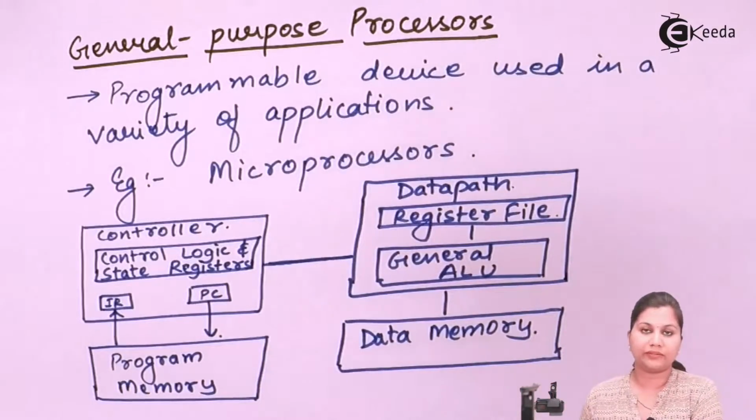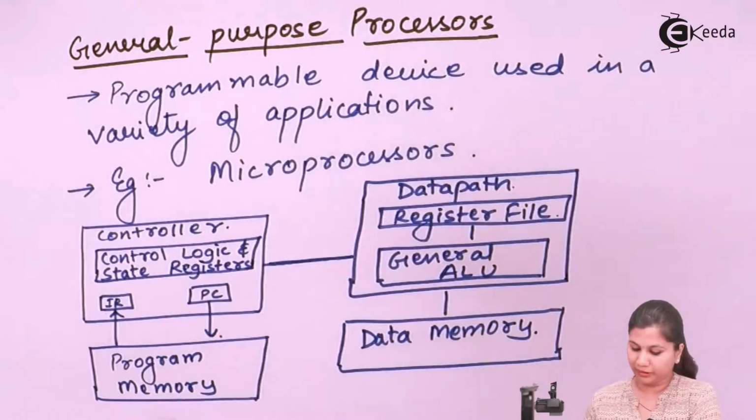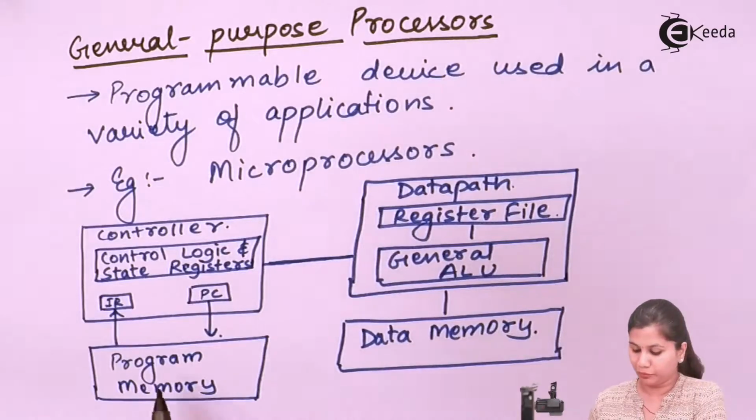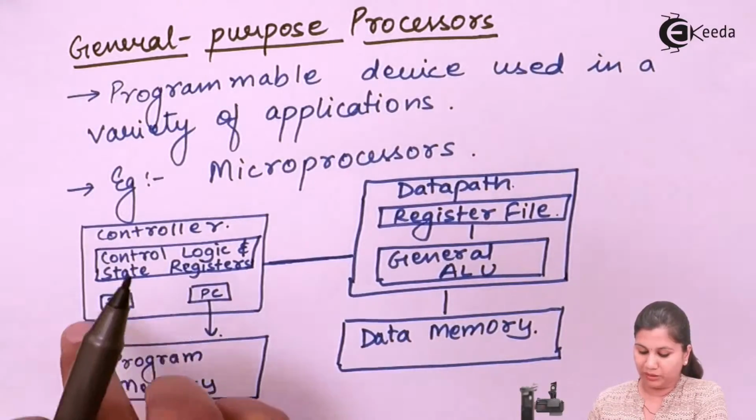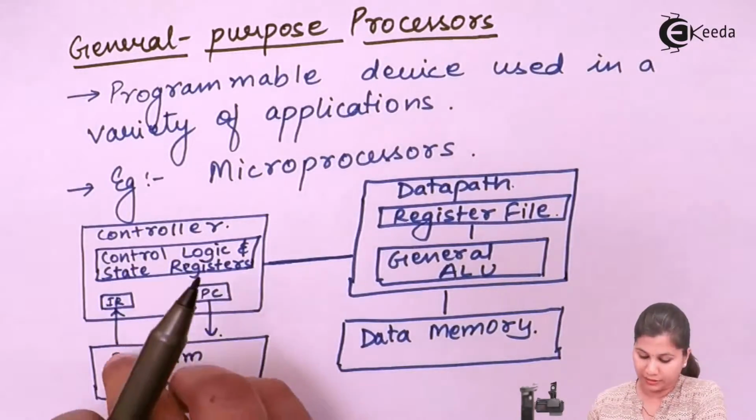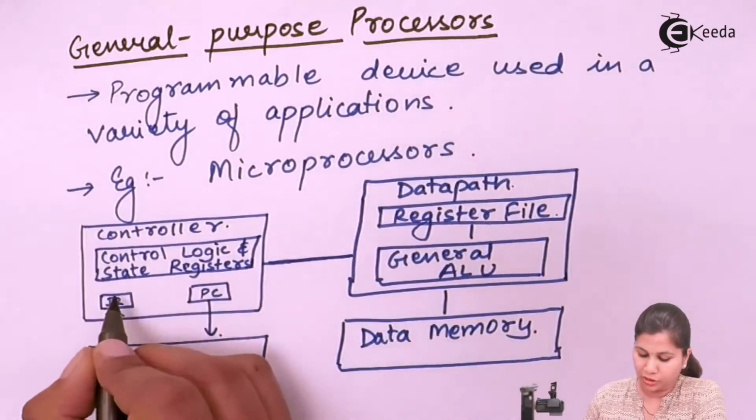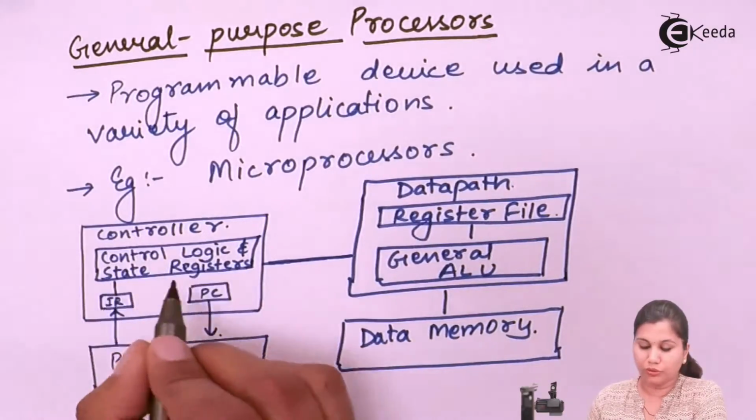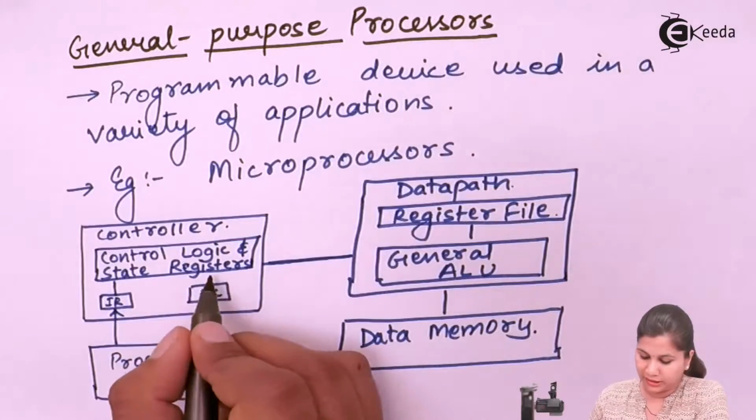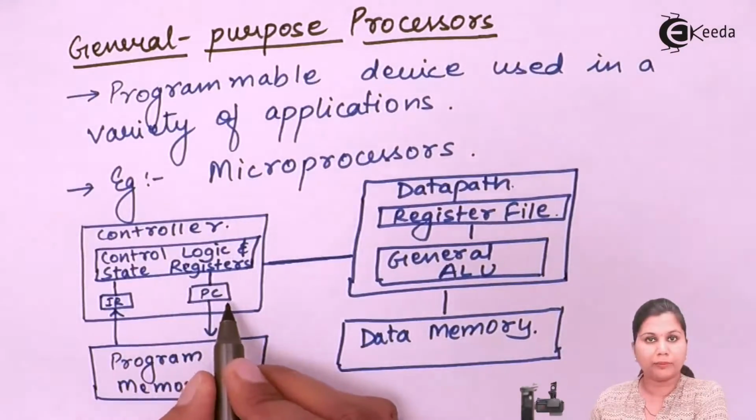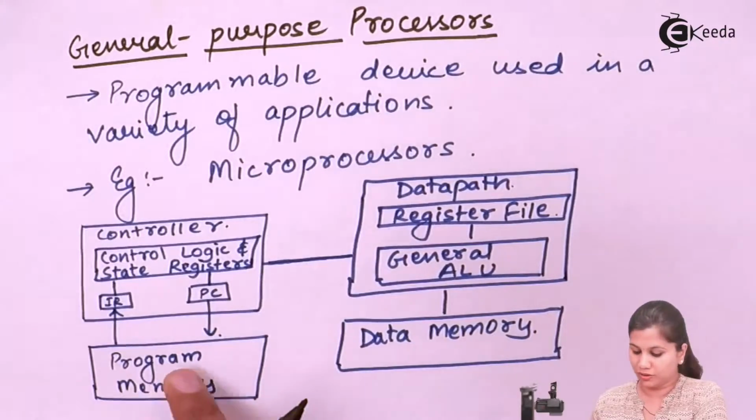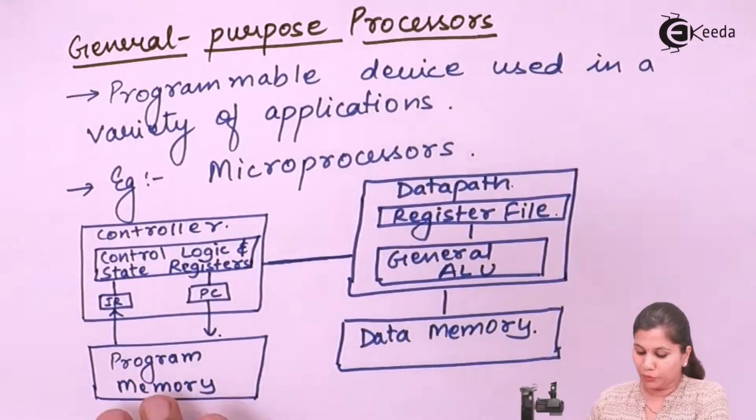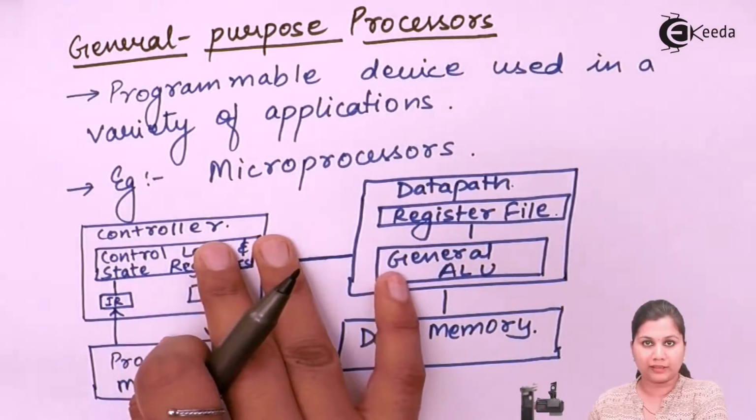Now in the processor, we know that there are two types of memory called program memory and data memory. Program memory stores the program, and data memory stores the data. Now from the program memory, the instruction register takes the instruction, and those instructions are given to the control logic and state register. This state register is connected with the program counter, so as to fetch the next instruction written in the program. So the program is being executed by this controller.